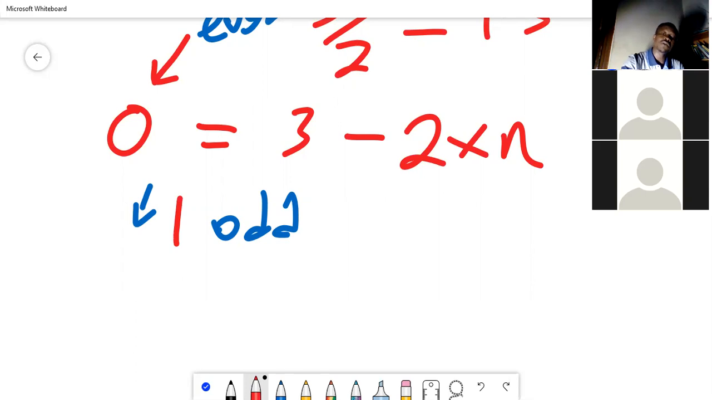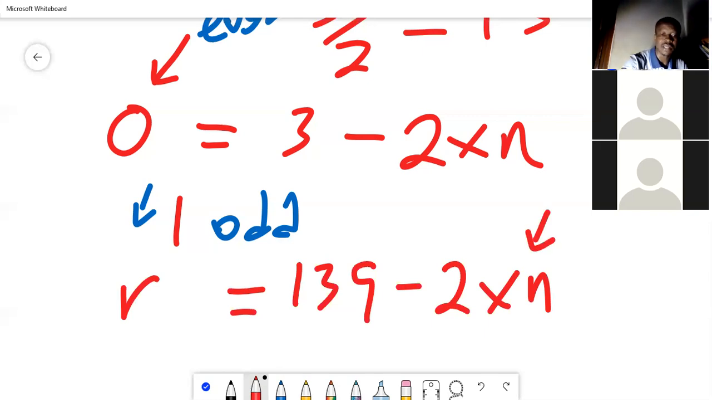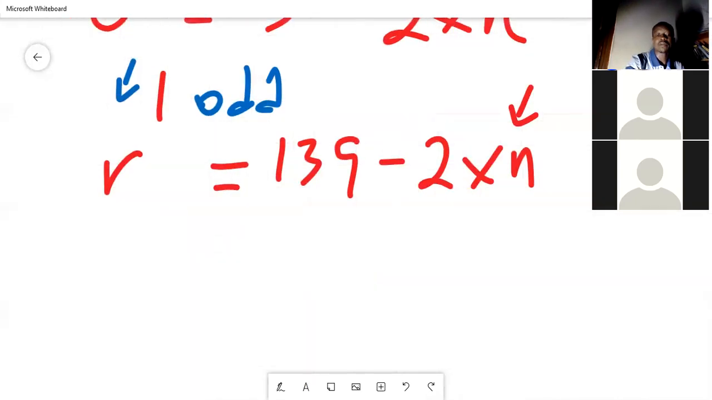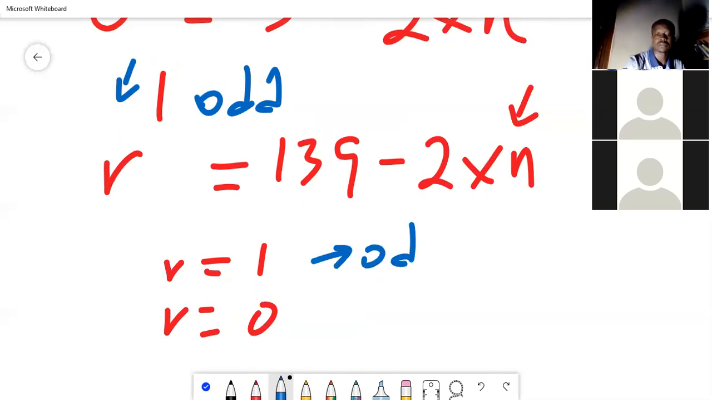All right. So if you have a number like 139 minus 2 times n, then you're supposed to get a remainder. After you've run the n from 0 to a certain figure, you will end up with r equal to 1 or r equal to 0. And if r is equal to 1, then as we said, you have odd. And if r equal to 0, then you have even.